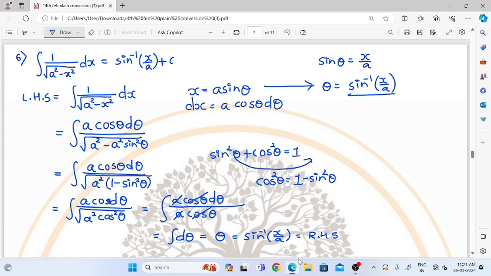So this is a standard formula of integration proofs, and that is very easy. You don't have to remember any proof. Just what we have to prove in RHS, according to that you have to substitute the values of x.